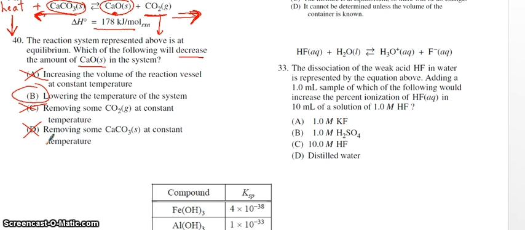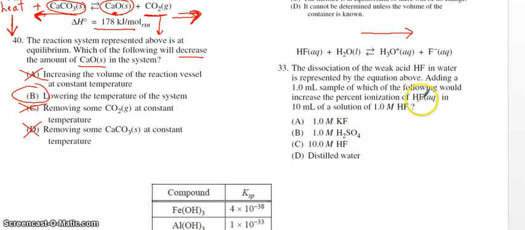If we take a look at the right, a very similar question. Here we have the dissociation of weak acid HF. Acids we're going to study in more depth in the next chapter, but as of now, just treat this as an equilibrium system. Looks like we have the equilibrium set up here. Adding a 1 milliliter sample of which of the following would increase the percent ionization of HF in 10 milliliters of a solution? So we want to maximize this reaction.